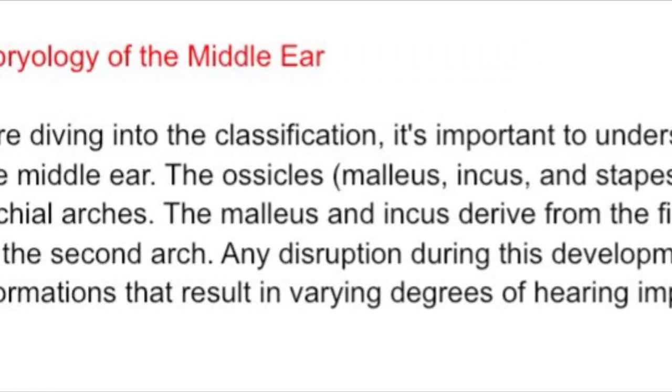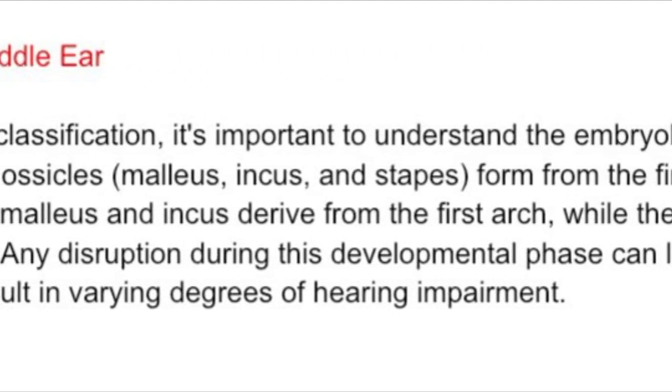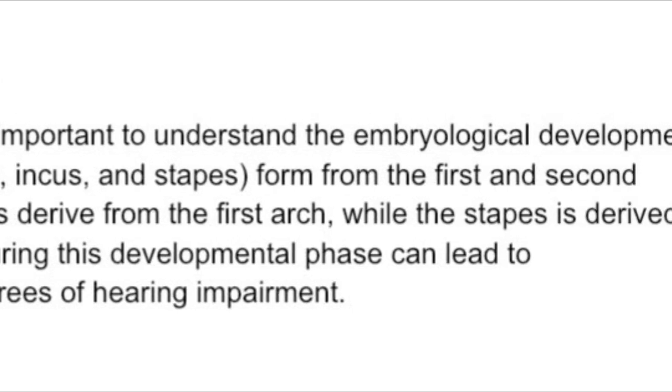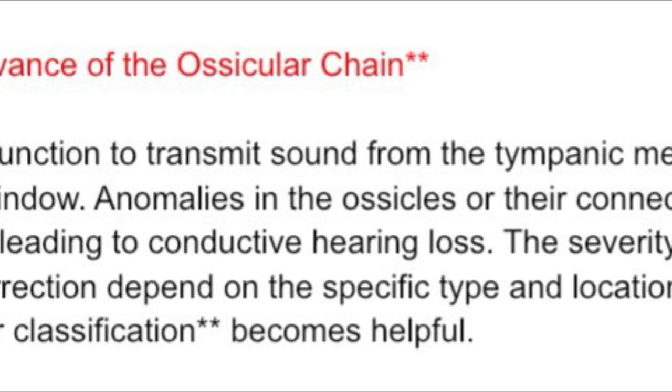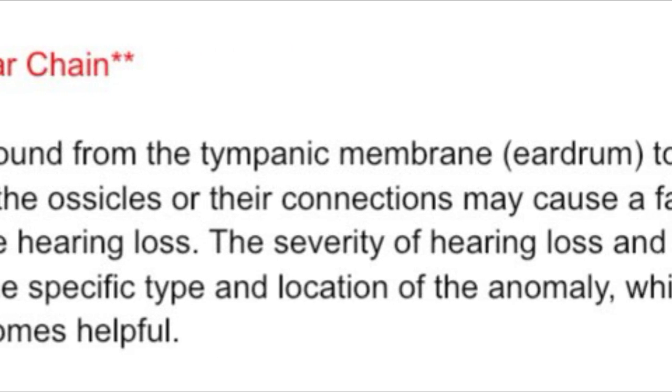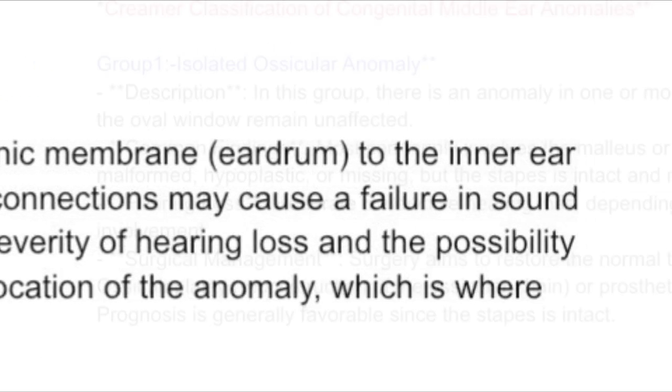The malleus and incus develop from the first branchial arch, while the stapes arises from the second. Any disruption during this phase can cause malformations leading to conductive hearing loss. Now, let's dive into the classification.